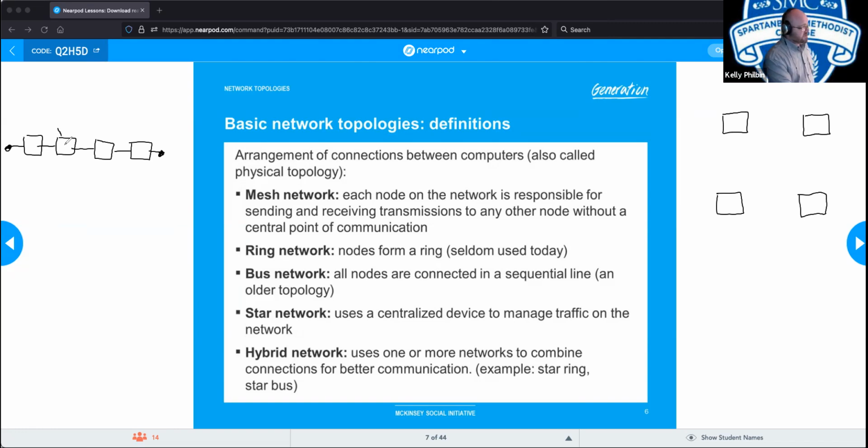Also, if a single unit, like a single node or line, is broken, the entire network goes down. Also, no fault tolerance.